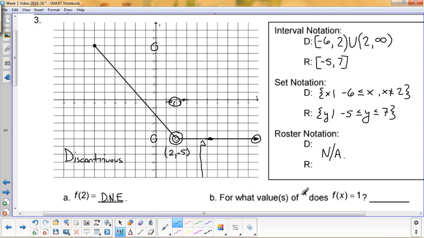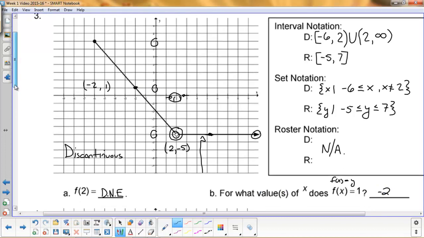For what value of x does f of x equal 1? Well, remember, f of x is y. Let's write that again so we remember. Okay, so when y is 1, right there. So what's the corresponding ordered pair? There it is. That's going to be (-2, 1). So it's going to be -2. Now the hole doesn't apply here because the graph doesn't have any other defined values at that point.